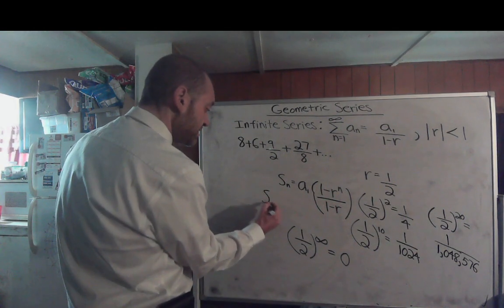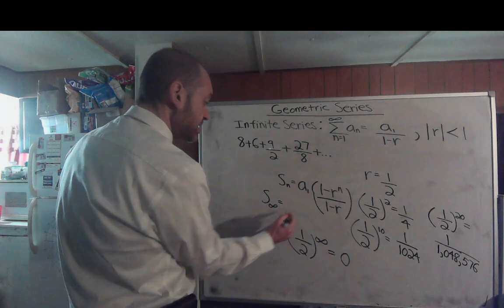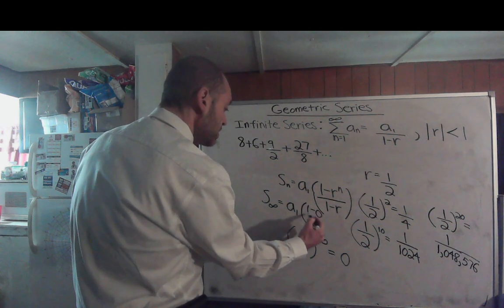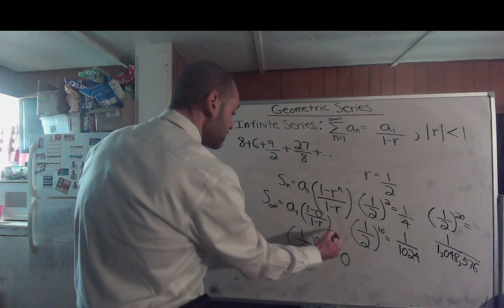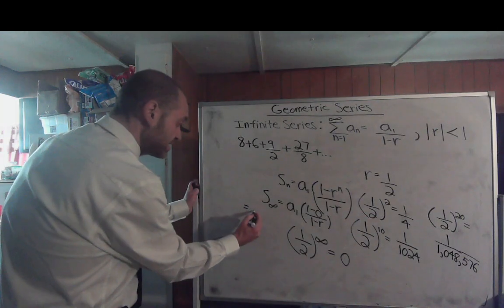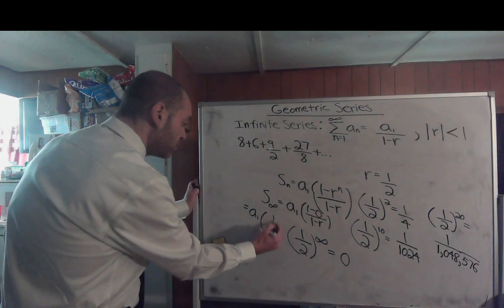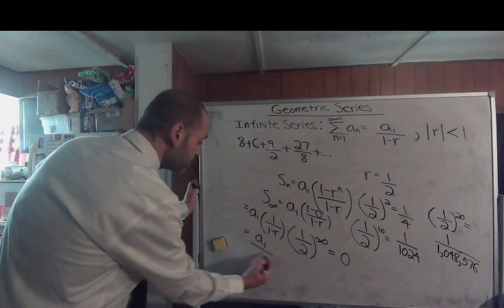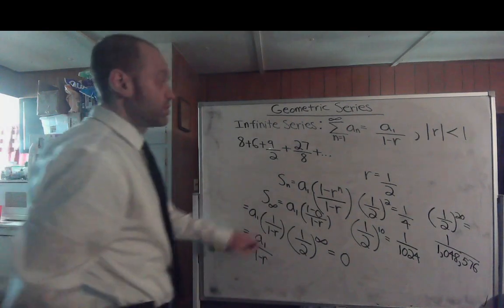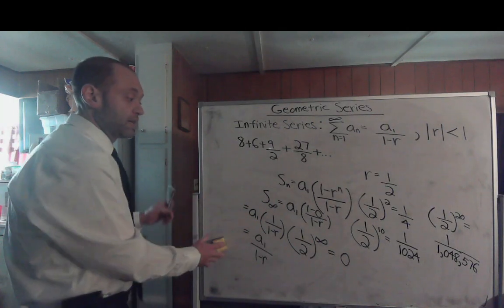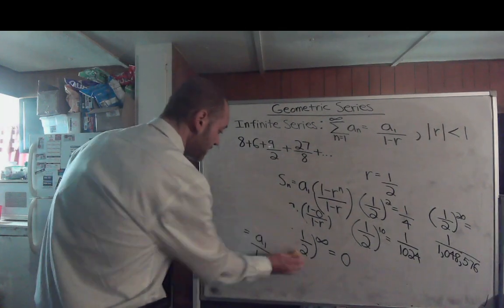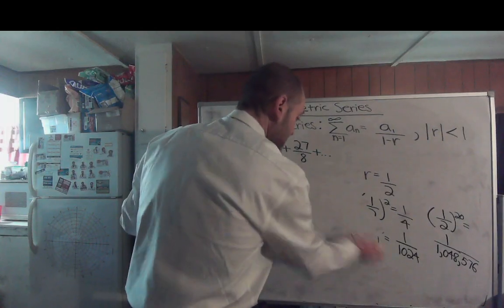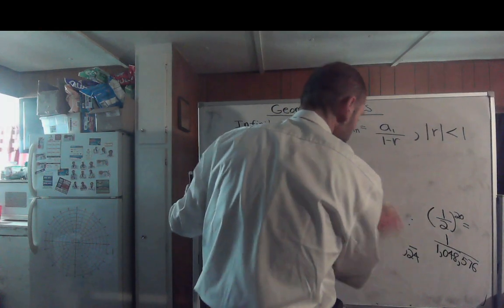So if I take the sum of the infinite series, we're just going to have a sub 1 times 1 minus 0 all over 1 minus r, therefore giving me my sum to be a sub 1 times 1 over 1 minus r, which would just be a sub 1 over 1 minus r. That's how we derive the formula for the infinite series. It actually comes from the finite series.